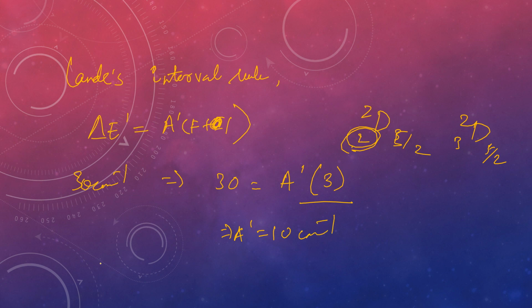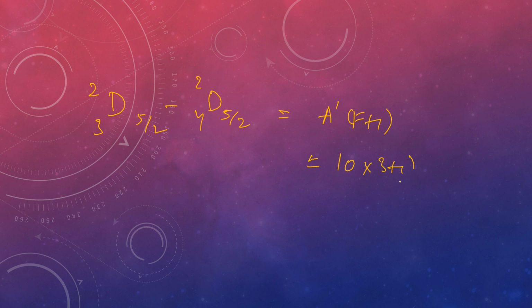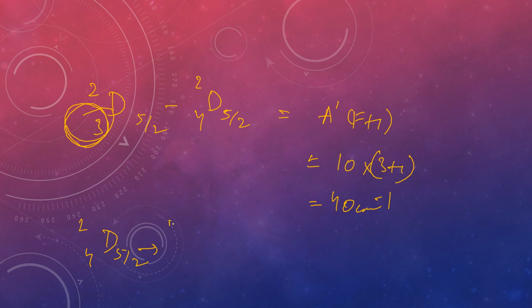So we can calculate the separation in other levels. For example, for 2D 5 by 2, this one will be A dash into F plus 1. A dash is 10 into 3 plus 1, because we take the earlier value, so 40 centimeter inverse. For 4 to 5, A dash into 4 plus 1, 10 into 5, 50 centimeter inverse.